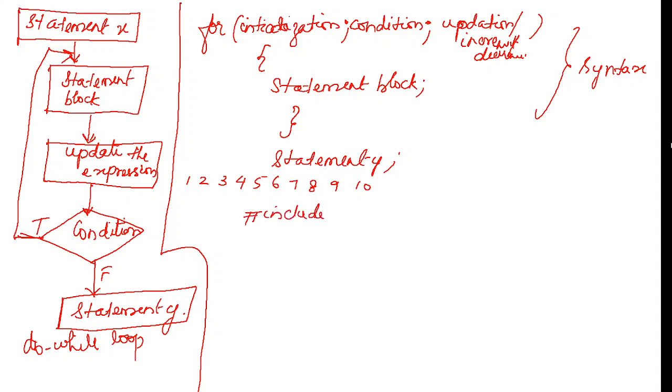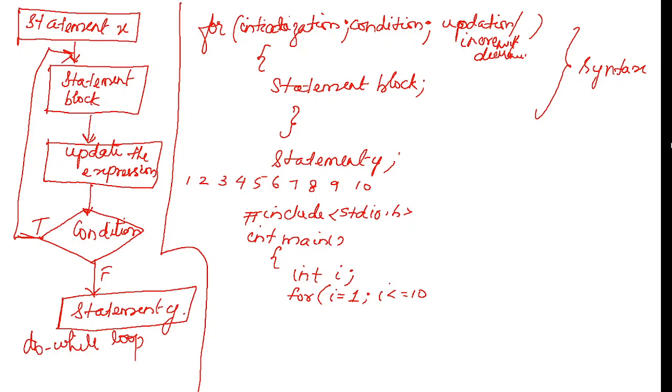Let me start again. Include standard input output, stdio.h, then int main. Now you are going to use your for loop. You are declaring the data type of your variable. It is of the type integer. So int i, then you go for your for loop. First the initialization, so i is equal to 1. Now you are going to check the condition: i is less than or equal to 10.